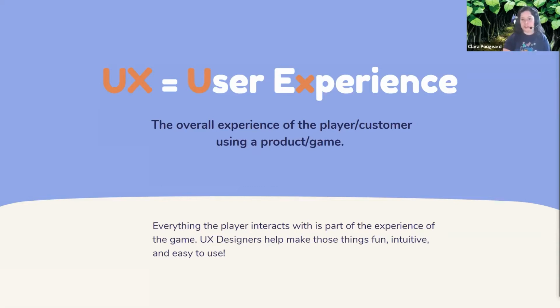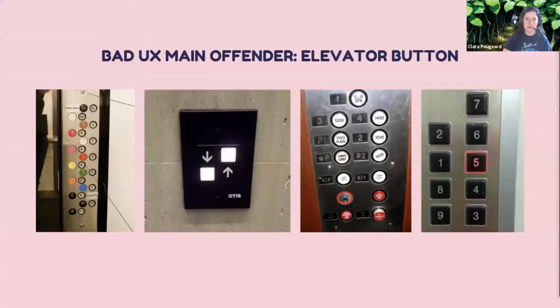So, to better understand what I mean by experience and UX in general, I'll give you an example of a bad UX experience. This is the main offender when we talk about bad UX. If you don't know what to do next, if you don't understand what is expected of you, or something is annoying you when you use it, that's bad UX. As you can see in those pictures, in the second picture I have no idea which button I'm supposed to press to go up or to go down. It's not clear. The numbers on the last one are just completely messed up. I don't know how to use it. It's not intuitive to me. So by definition, it's bad UX.